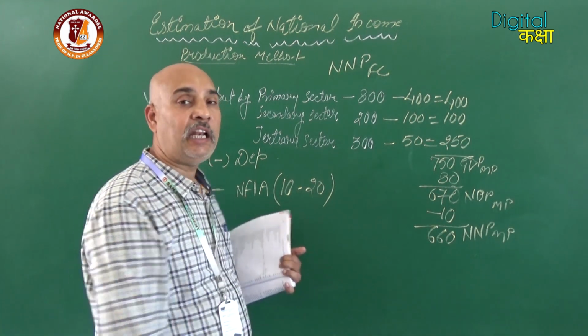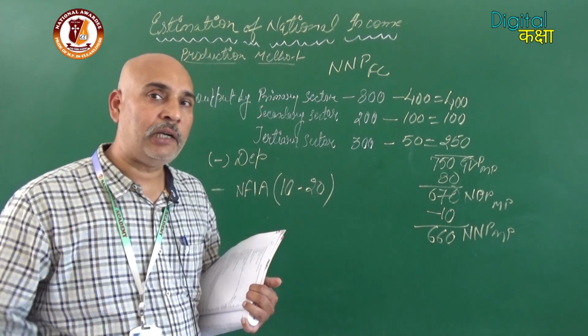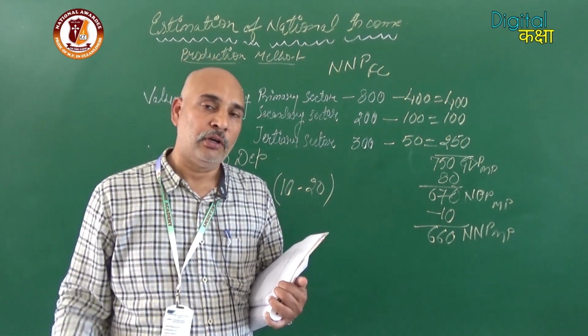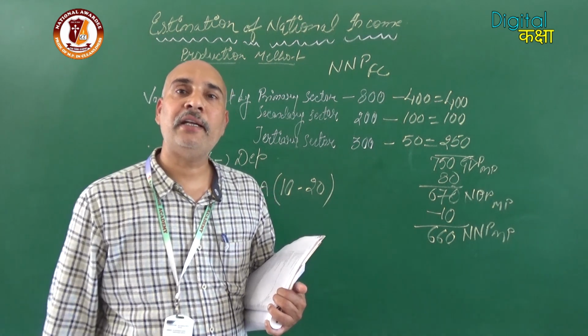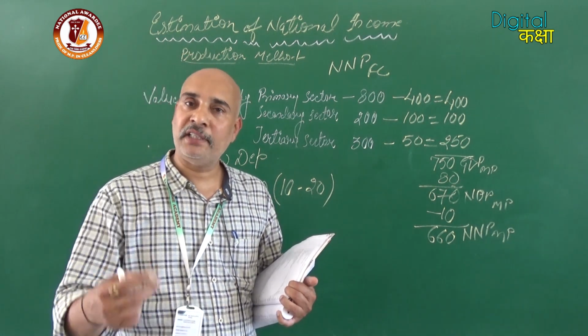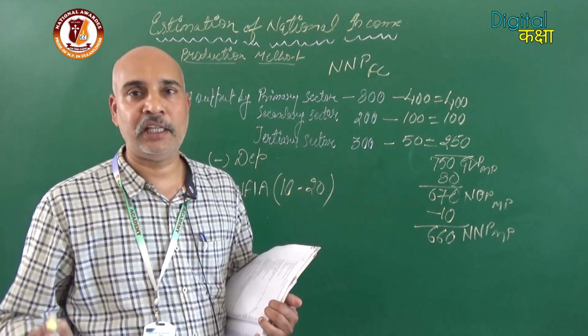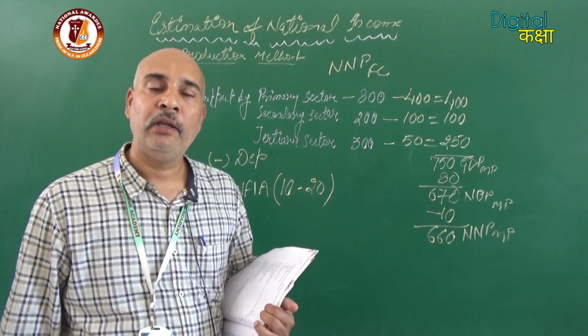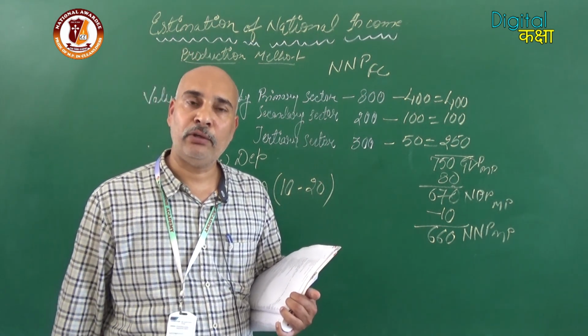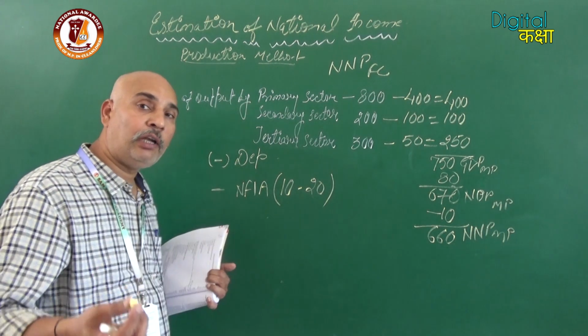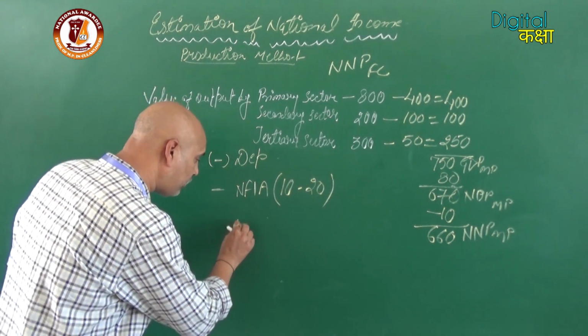We have calculated NNP at MP, but we have to calculate NNP at factor cost. What is the other thing that is left? Net indirect taxes. If it is given in the numerical, it's okay. Otherwise, we will have to find out the value of NIT also. Now, how can we find out the value of NIT?